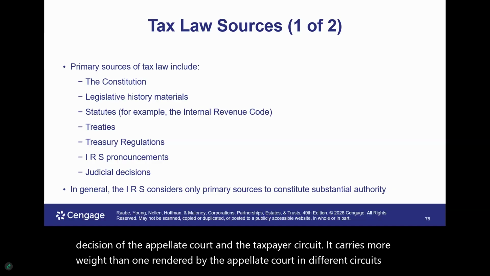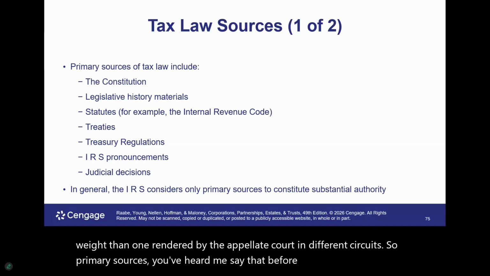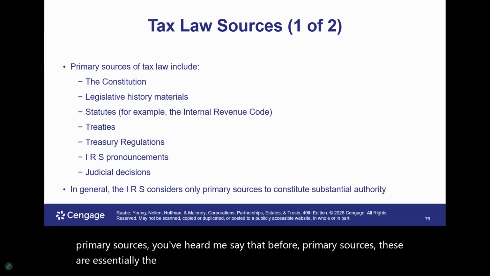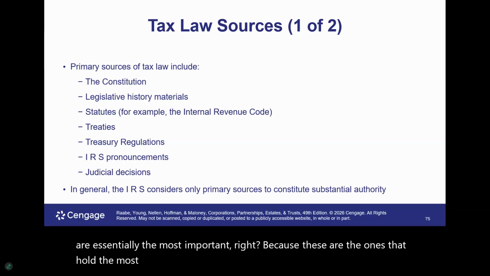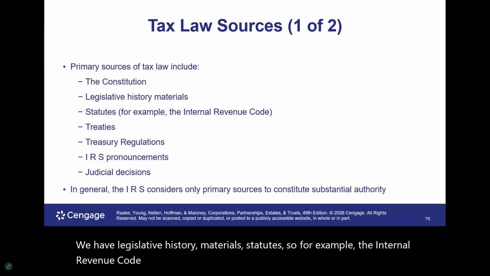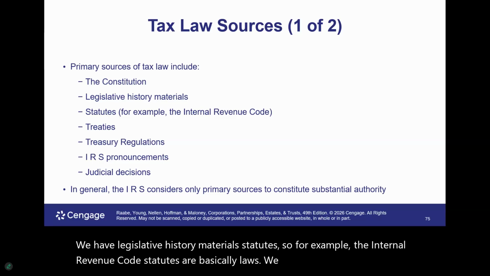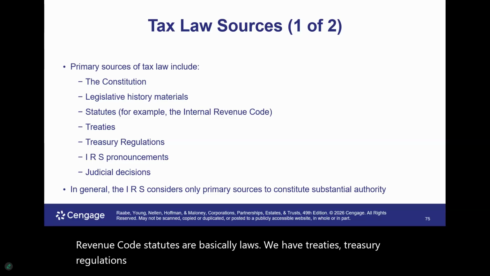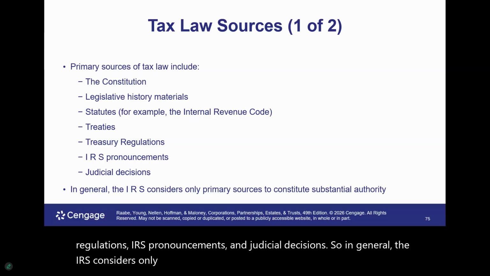So, primary sources, you've heard me say that before. Primary sources, these are essentially the most important, right? Because these are the ones that hold the most weight. So with the primary sources, we have the Constitution, we have legislative history materials, statutes. So for example, the Internal Revenue Code, statutes are basically laws. We have treaties, treasury regulations, IRS pronouncements, and judicial decisions. So in general, the IRS considers only primary sources to constitute substantial authority.